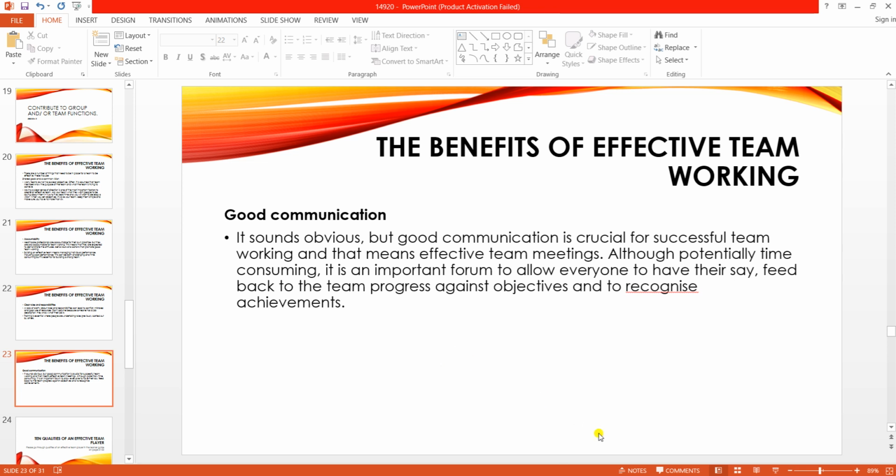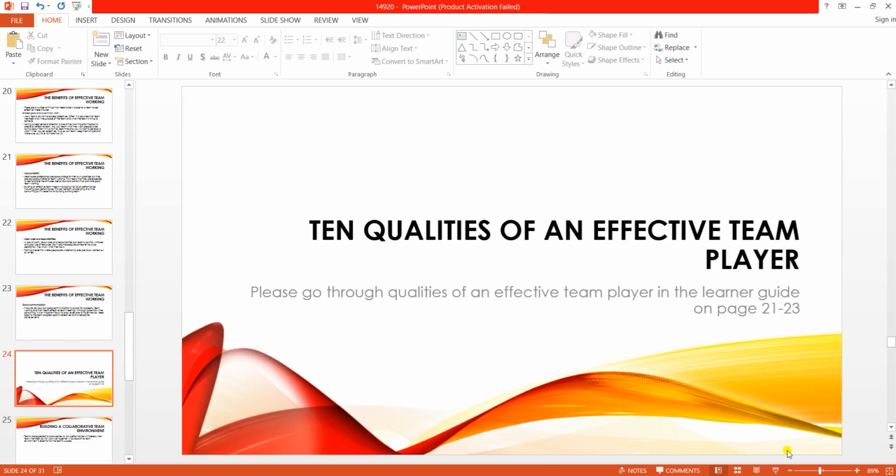Also, I would like you to go through the 10 qualities of an effective team player, on pages 21 to 23 of your learner guide. This would assist you in understanding the qualities of an effective team player. So let's look at building a collaborative team environment.